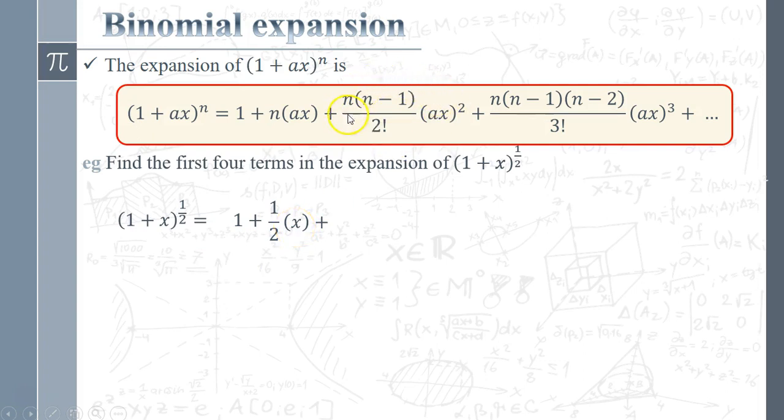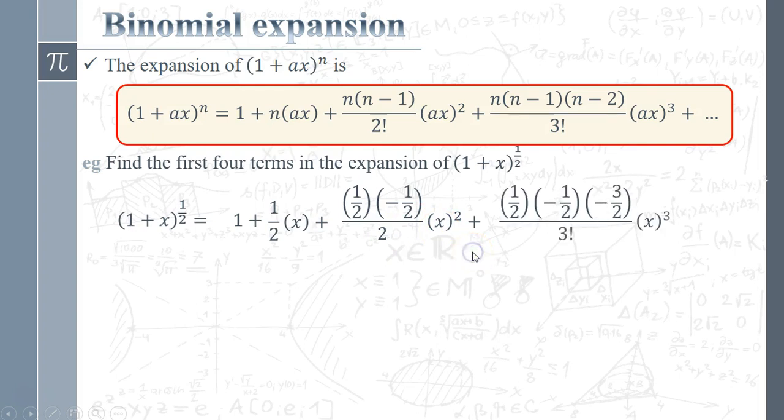For the next one, we're looking at this term here. So this bit here is going to be n, which is half, times half minus 1, which is minus half, over 2, that's our 2 factorial, and there's the ax squared. And then the next term is going to be half minus 1 minus 1, take off another 1, we've got minus 3 over 2, and we've got 3 factorial on the bottom there, and there's our ax cubed. You'll notice that we wanted the first 4 terms, but that only goes up to the cube term, the power 3 term, because the first term is the x power 0 term, which is just 1. So we've got 4 terms there, and now all we've got to do is a bit of tidying up. And again, we've got to be careful with signs, so let's just tidy that up.